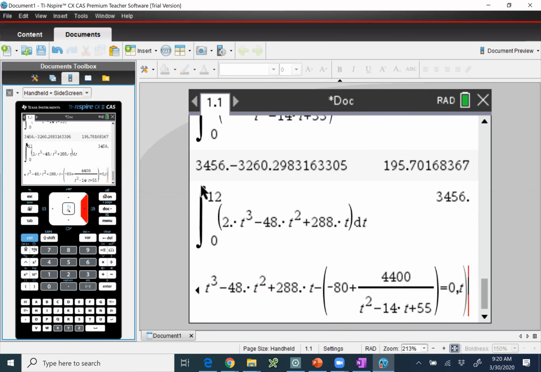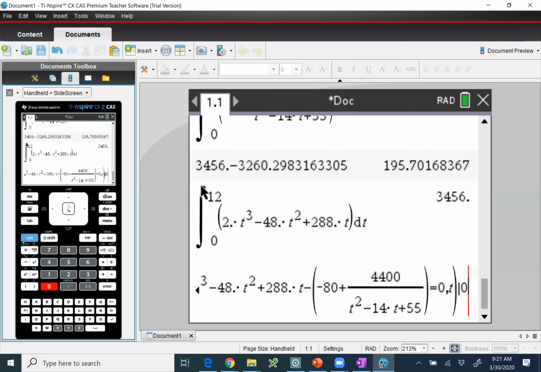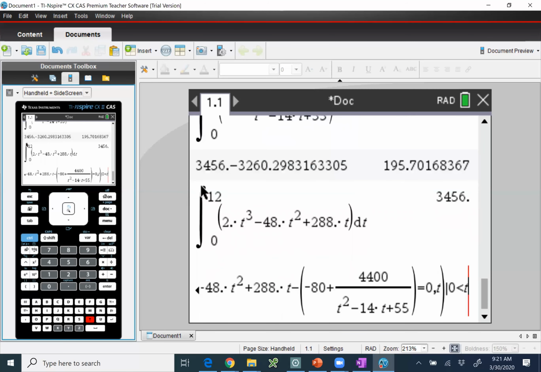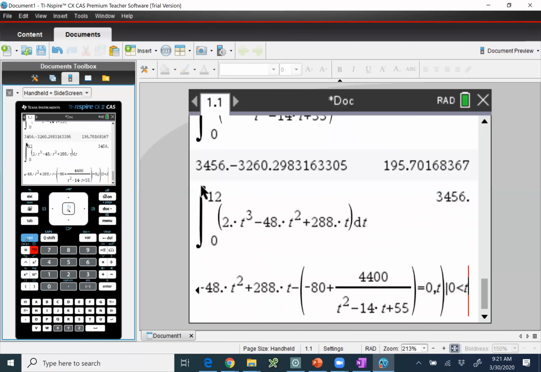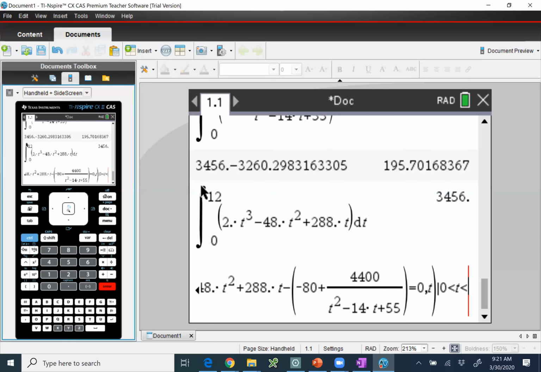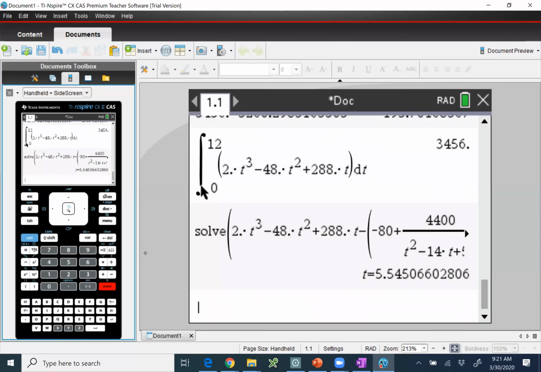And outside of our parentheses, we're going to put the at 0 less than t less than 12. And we get 5.545.